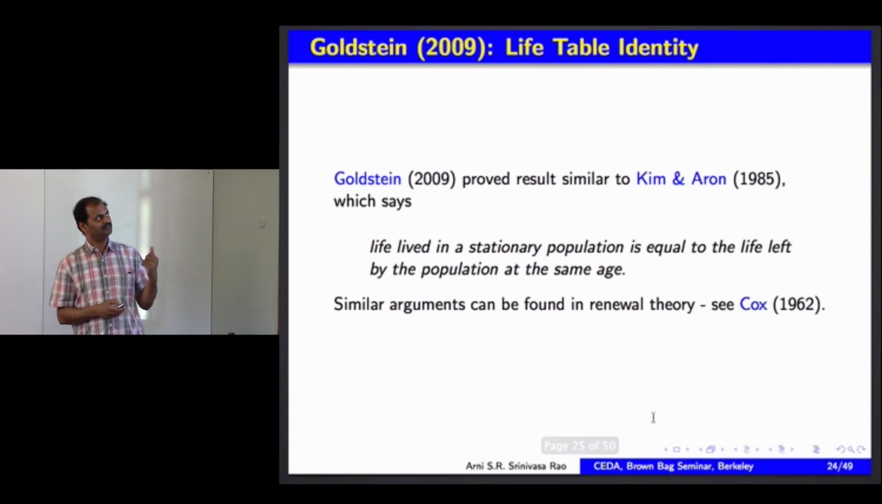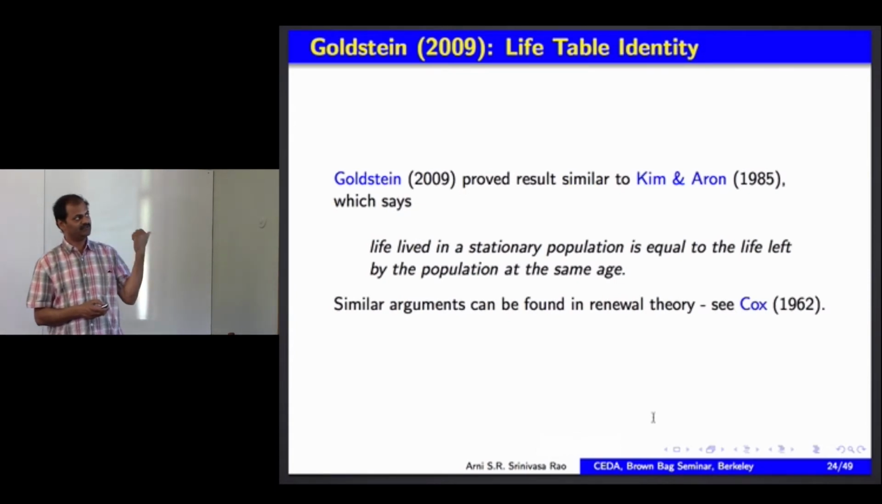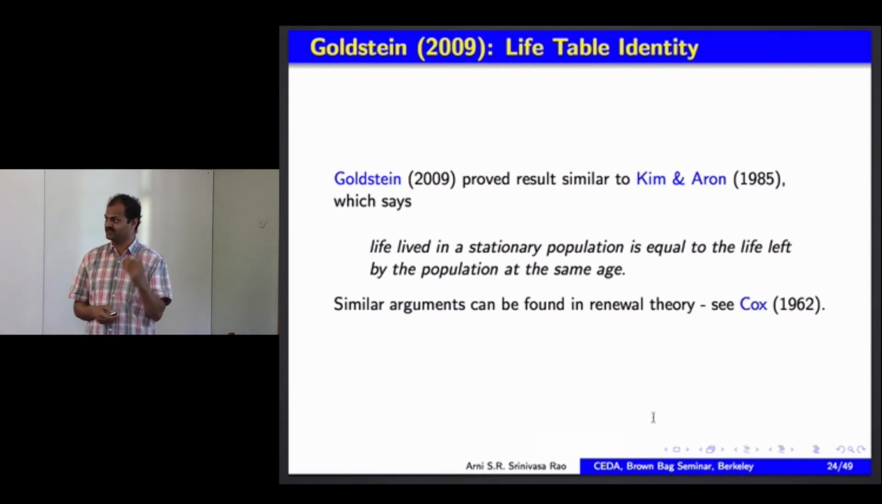And then Goldstein in 2009 also proved a similar result to Kim and Aaron, what we discussed, the integral equation. And Goldstein stated that life lived in a stationary population equals the life left by the population at the same age.